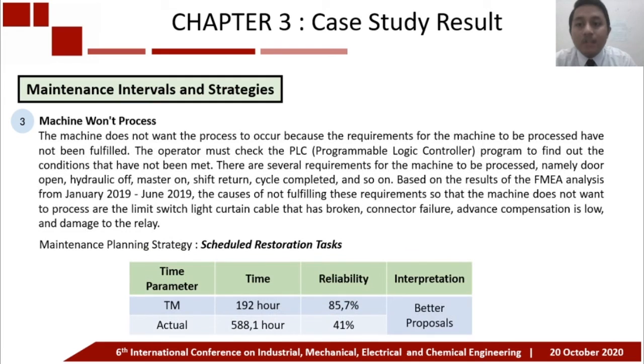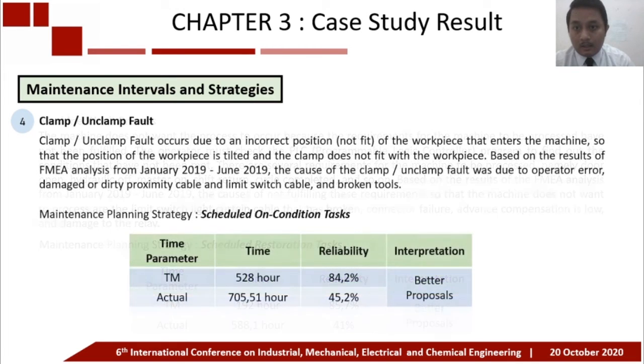The third is machine won't process. The machine doesn't want to process because the requirements for the machine to be processed have not been fulfilled. We propose the scheduled restoration task in 192 hours. The fourth is clamp or unclamped fault. Clamp or unclamped fault occurs due to an incorrect position or not fit of the workpiece that enters the machine, so that the position of the workpiece is tilted and the clamp doesn't fit with the workpiece. We propose the scheduled on condition task in 528 hours.